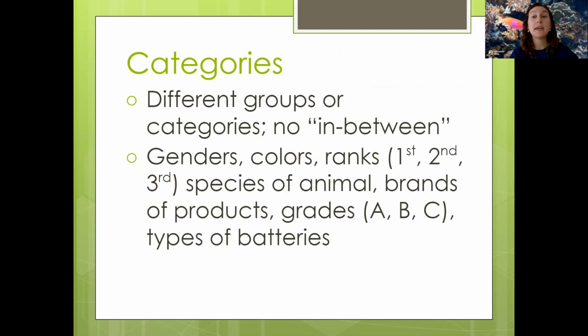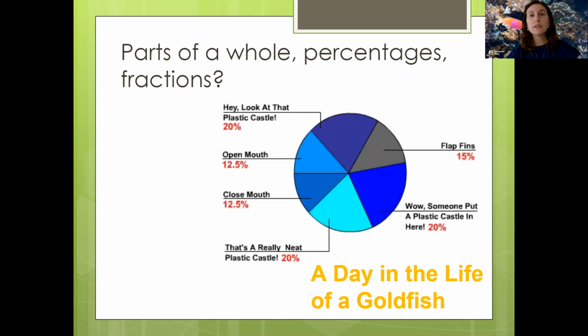Again, we're looking at the dependent variable to figure out what kind of graph I'm going to be using. So gender, color, rank, species, brands, grades, these are all categorical things. Usually they're going to be represented in a pie chart if it's parts of a whole. So kind of like with that strongly agree to strongly disagree. This is a really weird pie chart, but anyways, a pie chart could be good for representing the strongly agree to strongly disagree because those are categorical.